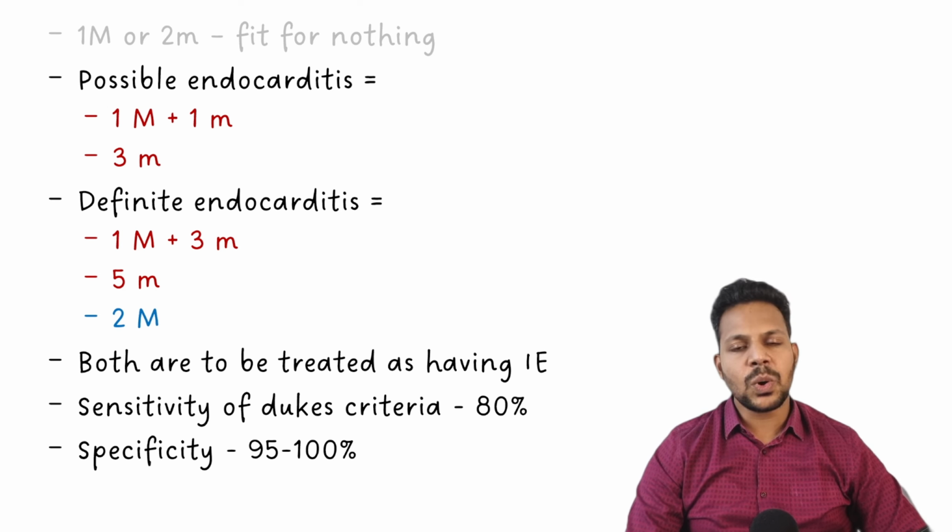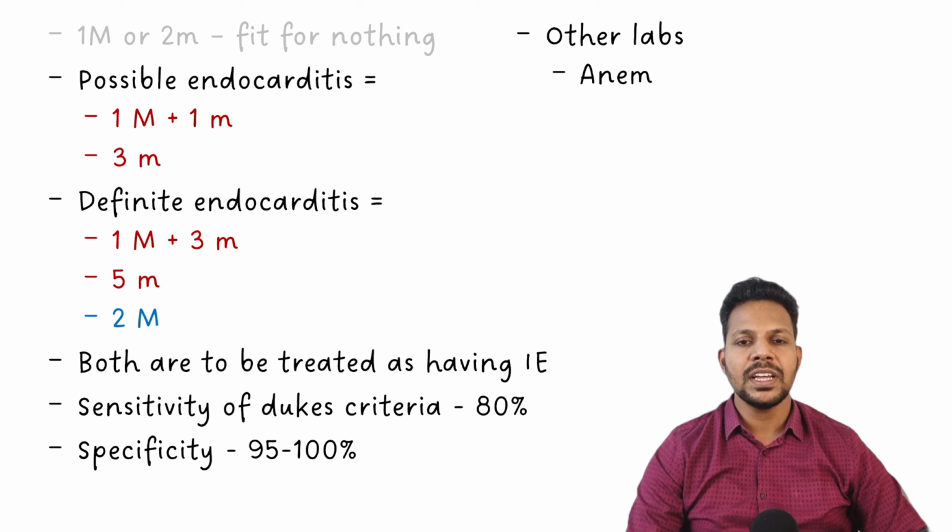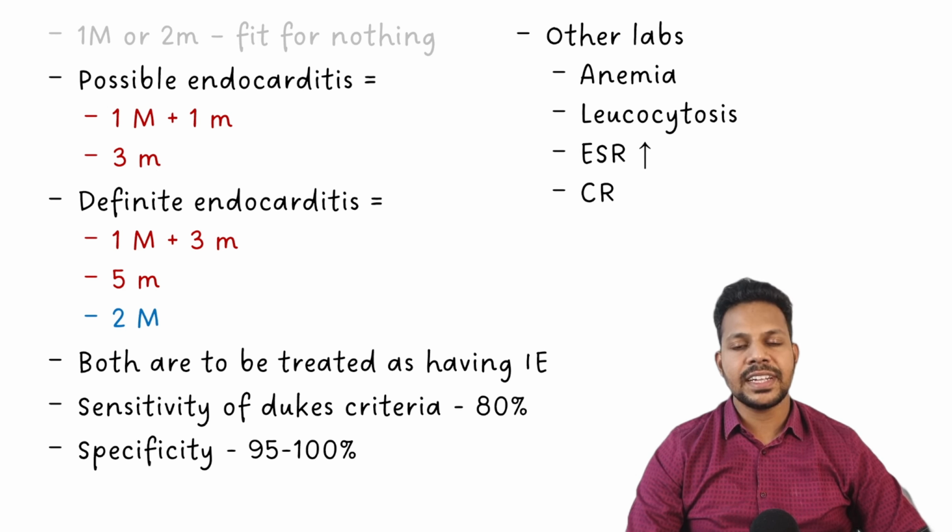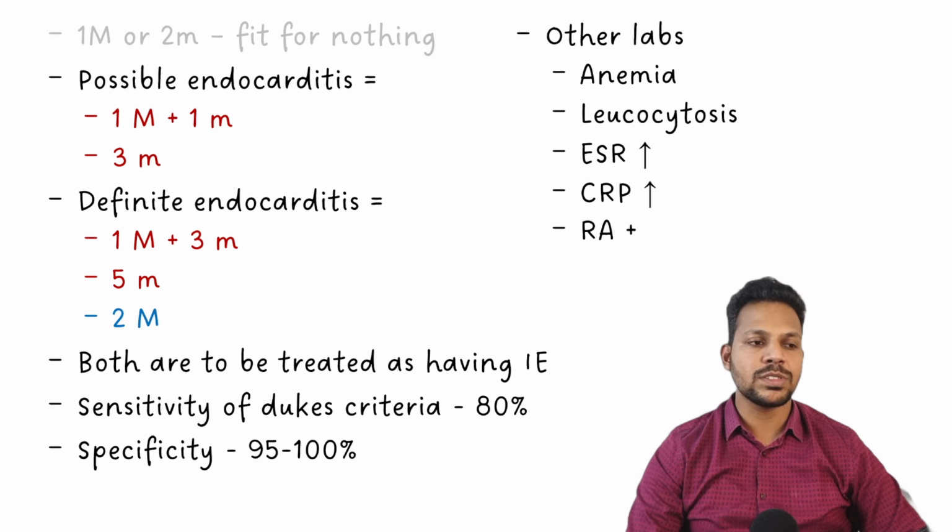Okay, so in addition to all these investigations, if you look at some basic other investigations, when you look at the CBC, the patient will have anemia and leukocytosis, and ESR is elevated, CRP is elevated, and RA factor is also positive, which is also included in the immunological phenomenon in the minor criteria.